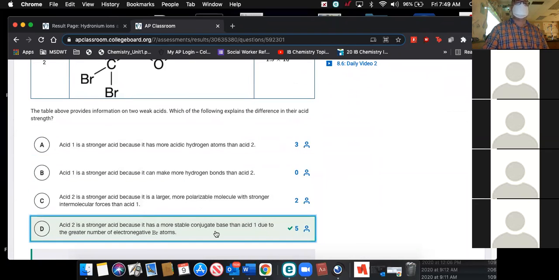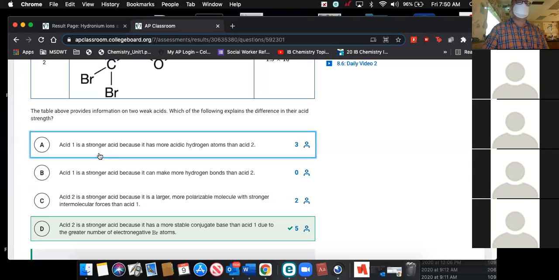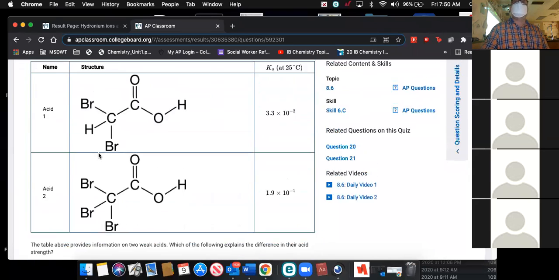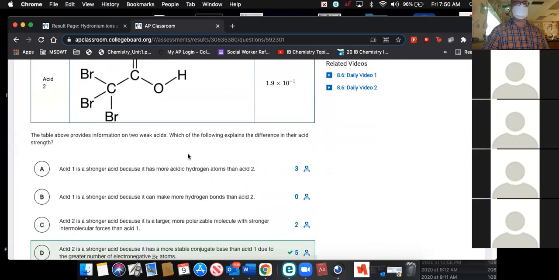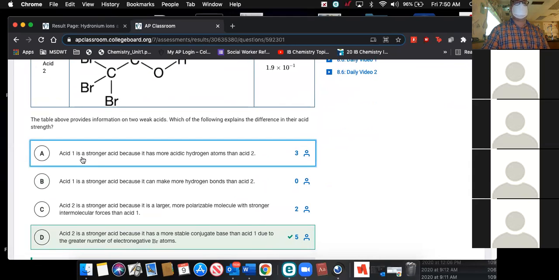Acid 2 is stronger because it's a more stable conjugate base than acid 1 due to the greater number of electronegative bromine atoms. Some people put this, acid 1 is stronger. If you put that, you really need to review your ideas of what Ka is, right? Which of these is closer to 0? Number 2, so what does that tell us? That the products are favored more for number 2, right? So that tells us that this one is more acidic because it's more likely to give up the H. So if you were one of these guys, make sure you recheck that Ka thing.